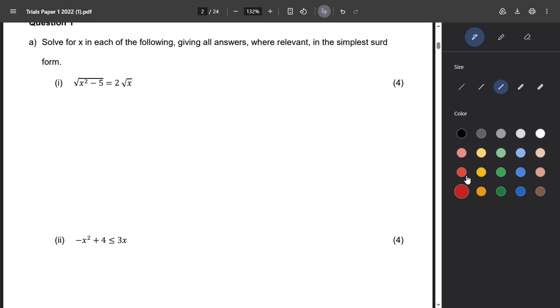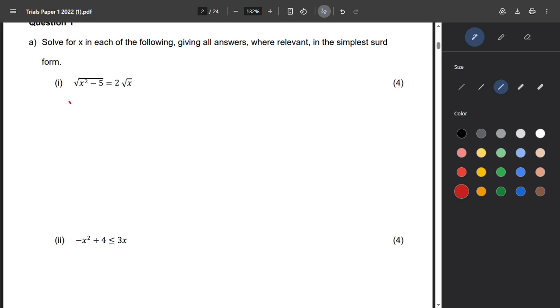Remember, the first question says solve for x in each of the following, giving all answers where relevant in simplest surd form. They want us to solve for x here, and this has to do with surds. I think you can see that already. The surd is already isolated. You just have to square both sides.